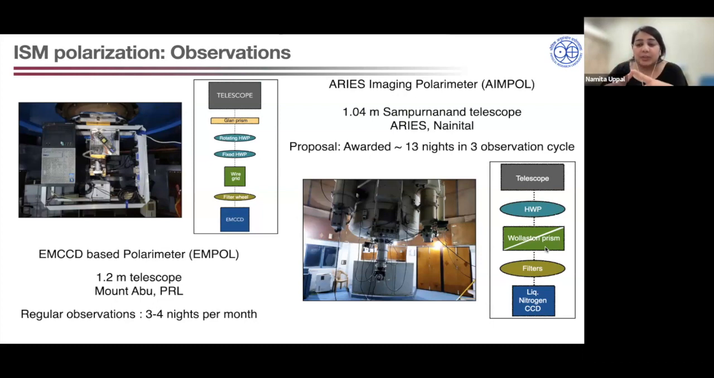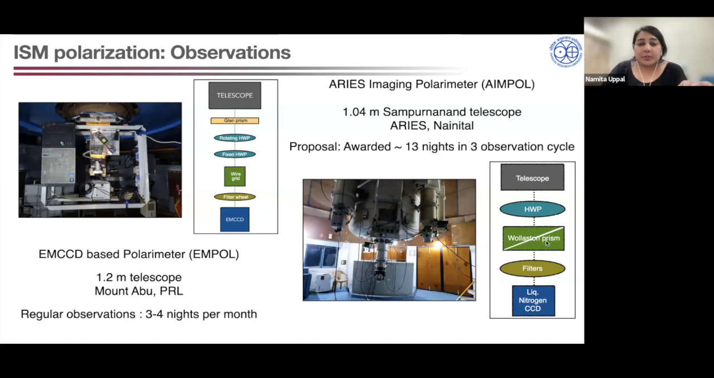So these two waves are focused on the same CCD plane. So this is a dual channel polarimeter, while the EM-POL was a single channel polarimeter. And the other difference is that in EM-POL we have a 3 arc-minute field of view, while in AIM-POL we have approximately 8 arc-minute field of view.